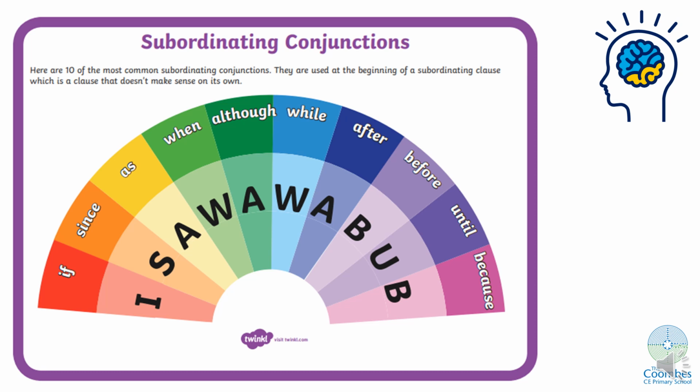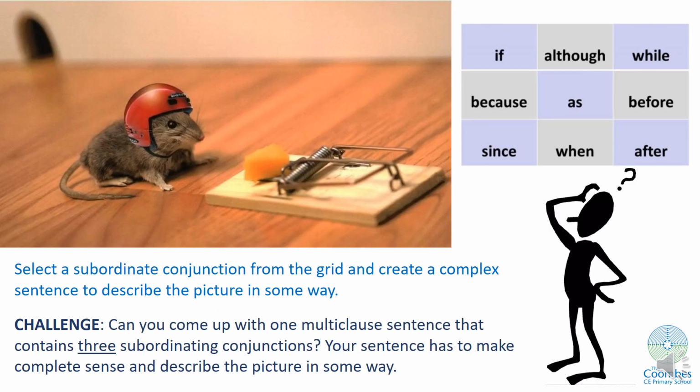We're just going to complete a little activity now so that you can practice using those conjunctions. I'd like you to have a look at the picture you can see on your screen. Look carefully at it, because you're going to be writing some sentences about it in a moment. On the right here is a grid with our subordinating conjunctions. Hopefully you're beginning to recognise them by now.